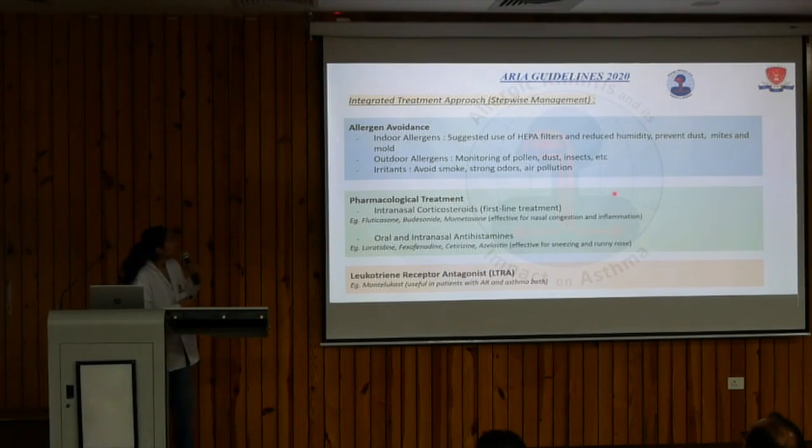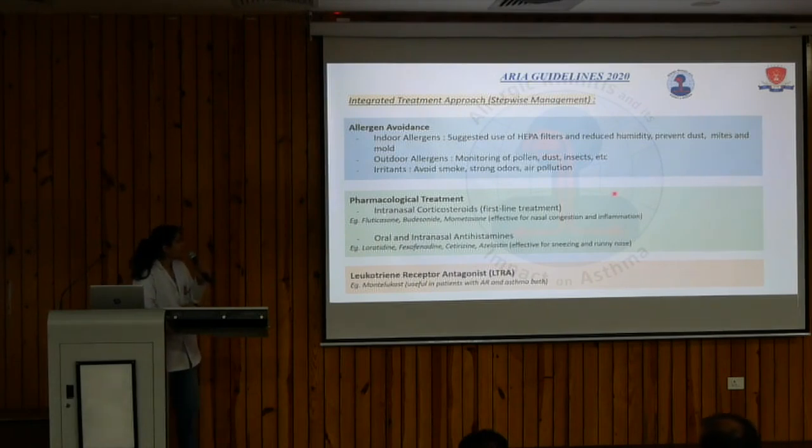We shall now discuss the integrated treatment approach or the stepwise management for ARIA guidelines 2020. The first category is allergen avoidance. As discussed earlier, the allergens can be classified into indoor allergens as well as outdoor allergens. The indoor allergens can be avoided by use of HEPA filters and reduced humidity, preventing dust, mites, and mold exposure. The outdoor allergens can be avoided by monitoring the entry of pollen, dust, and insects in the house. The irritants can be avoided by avoiding smoke, strong odors, as well as air pollution.